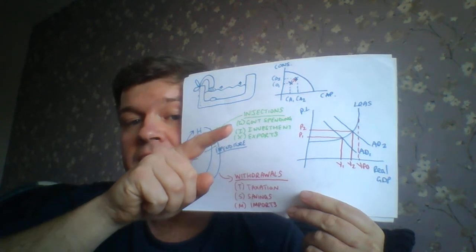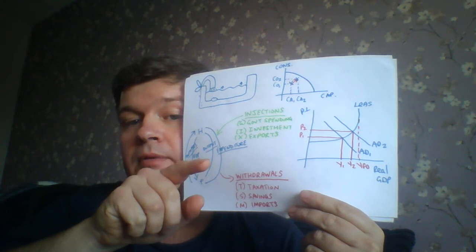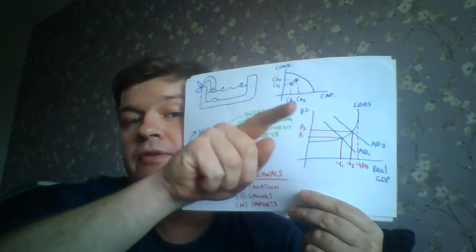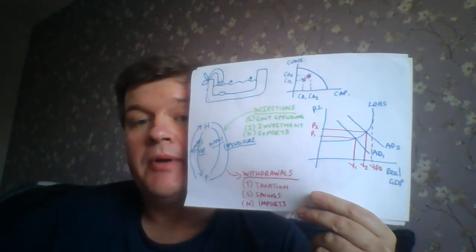So if we have an increase in government spending, investment or exports, the circular flow will get bigger. AD will move outwards, the actual output is increasing, the water level in the bathtub is going up.